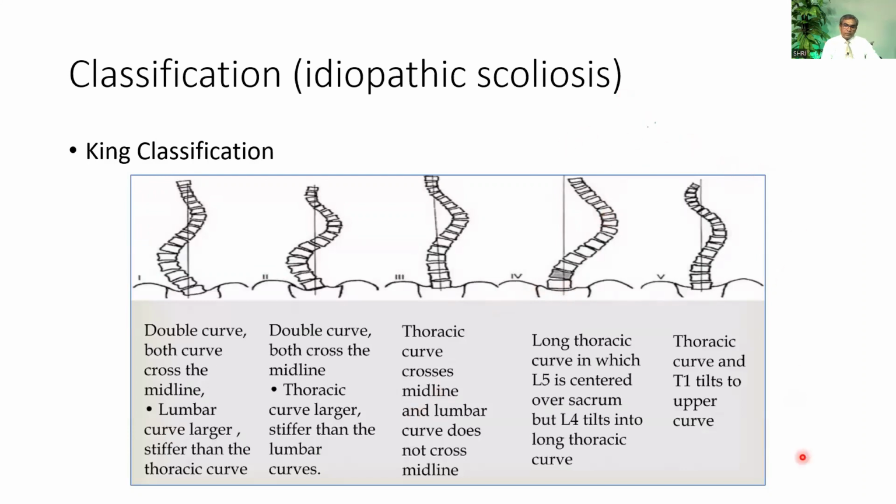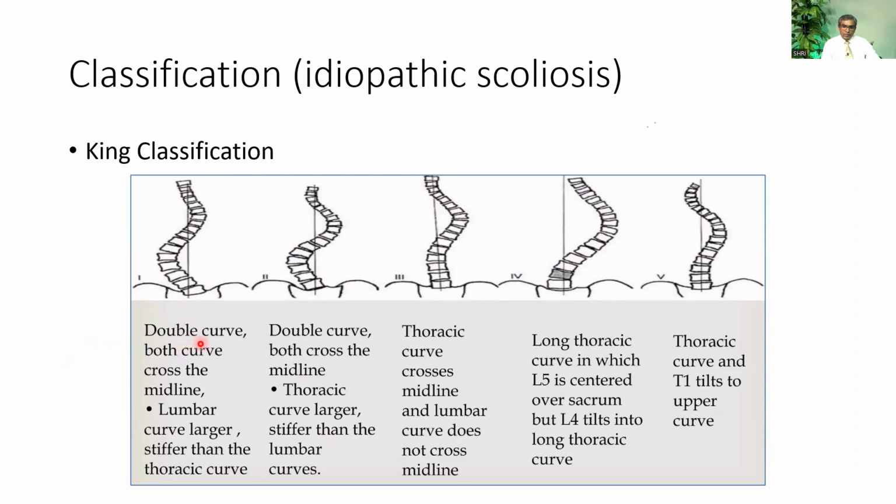As in any medical condition, scoliosis also has a classification. The King classification is the earlier classification, which is much simpler. It goes from 1 to 5, according to the type of the curve.